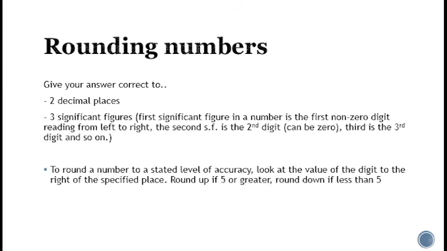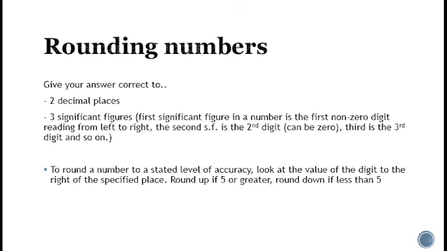To round a number to a stated level of accuracy, you look at the value of the digit to the right of the specified place. Round up if 5 or greater, round down if less than 5. But be careful, round up the digit in the specified place depending on whether the digit on the right is equal to 5 or greater or less than 5. I repeat, you do not round up the number on the right of the specified place. You round up the one in the specified place, depending on the value of the digit on the right. This is a point where students usually get confused, including myself back then, so please bear this in mind.